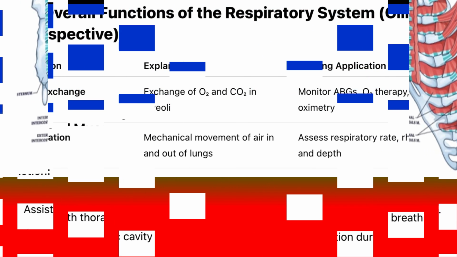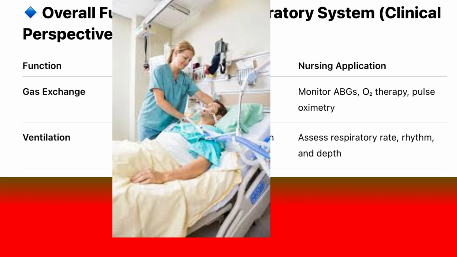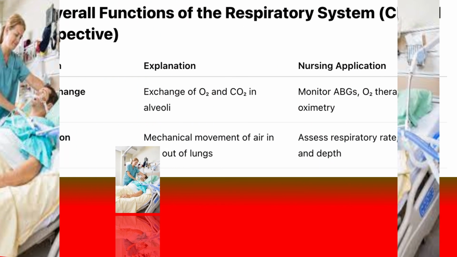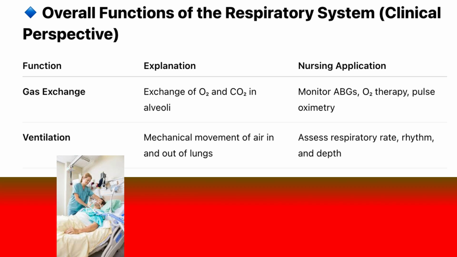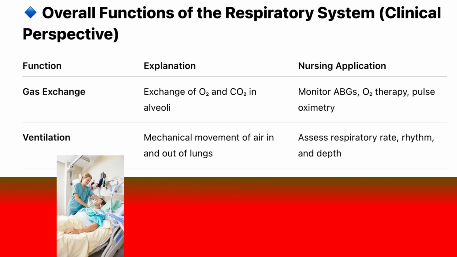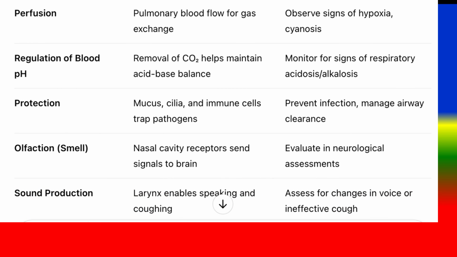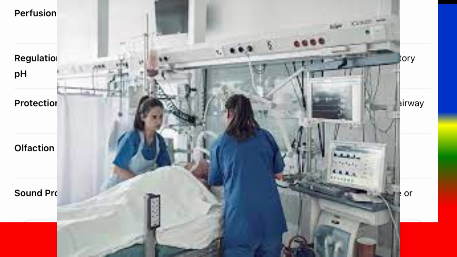Overall functions of the respiratory system, clinical perspective. Function, explanation, nursing application. Gas exchange: exchange of O2 and CO2 in alveoli; monitor ABGs, O2 therapy, pulse oximetry. Ventilation: mechanical movement of air in and out of lungs; assess respiratory rate, rhythm, and depth. Perfusion: pulmonary blood flow for gas exchange; observe signs of hypoxia, cyanosis.